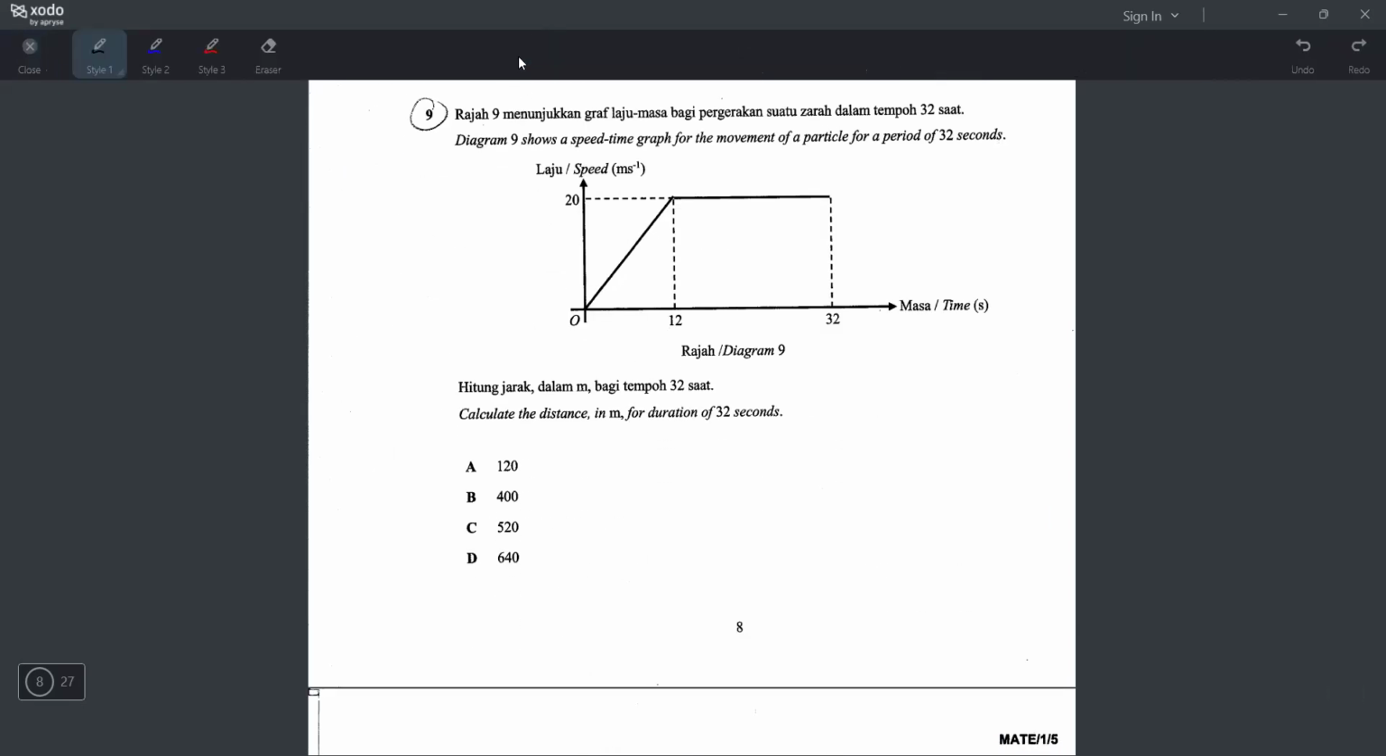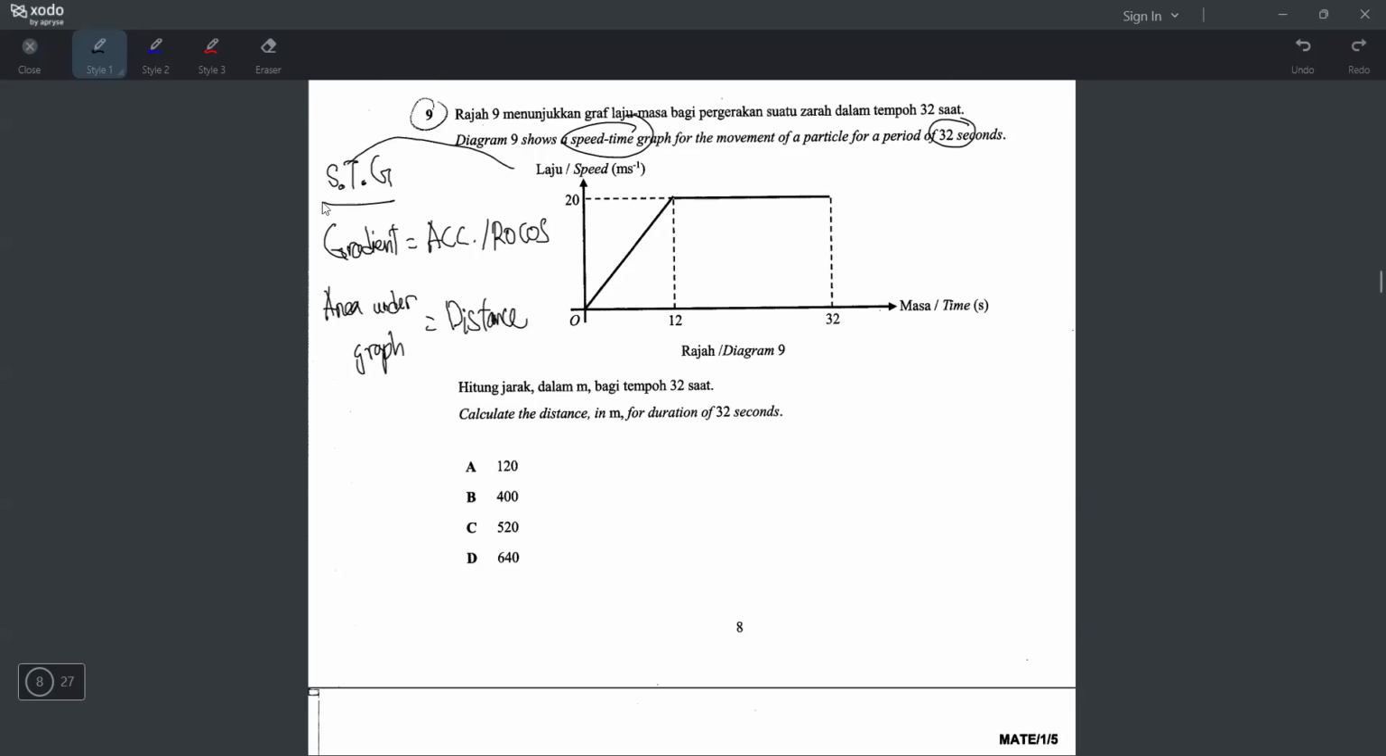Okay, number 9. This is a graph of motion chapter question. So this question is under graph of motion. Diagram 9 shows a speed time graph for the movement of a particle for a period of 32 seconds. Let's talk about speed time graph. For speed time graph, you need to know this. The gradient, we can use to find acceleration, or sometimes we call it rate of change of speed. And then we can use the area under graph to find distance. All right, so this is the basic.